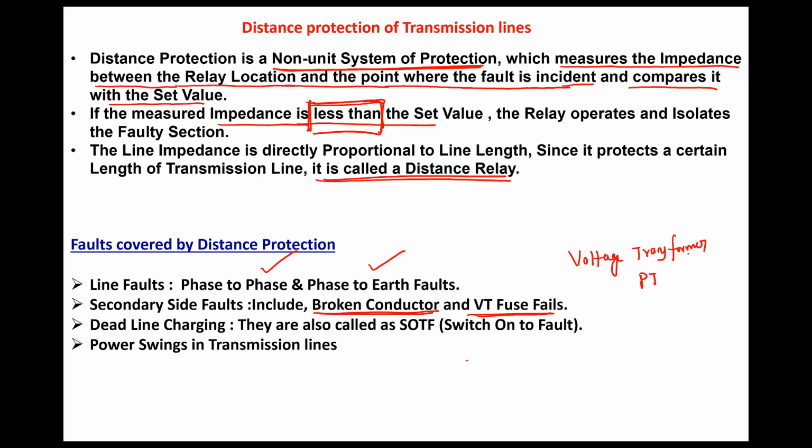The next is dead line charging. Dead line charging is when there is already a short circuit in the transmission line, but it is in an uncharged condition. Suddenly, if you charge the transmission line, then you are charging a transmission line that is already faulted. So that is switching on to fault. Dead line charging means you don't know that there is a fault somewhere in the transmission line, and you have charged it. That is called switch on to fault. Such faults it will also detect.